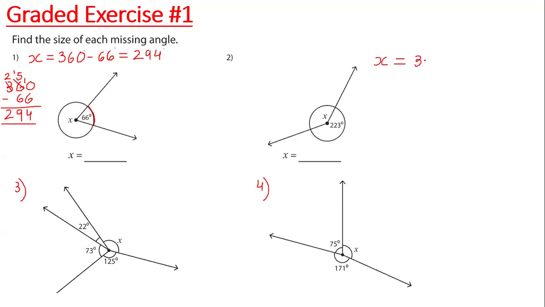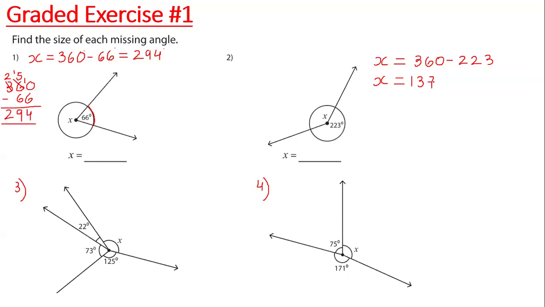137. 360 minus what? I get 137 as the answer. 360 minus 223. So X is equal to what? 137 degrees. 360 minus 223 is 137 degrees, right?